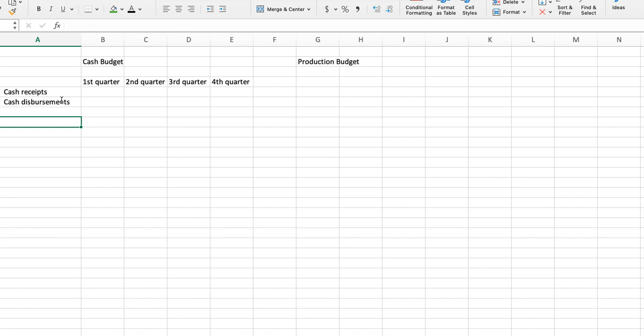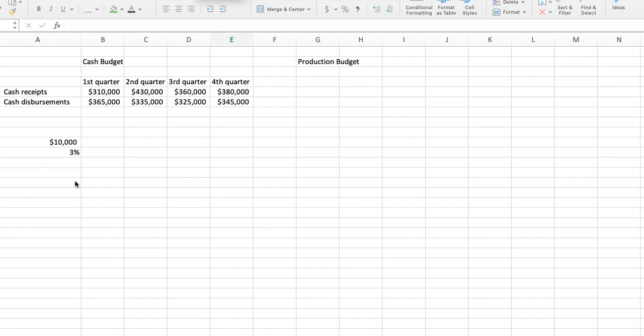Often companies will be required by their bank to have a minimum balance. And if they do have to borrow, they should know what their interest rate is. So this company has to have a minimum balance of $10,000, and they have a 3% interest rate. Okay, so we have all of our information: cash receipts, cash disbursements, minimum cash balance, and the rate we borrow at.